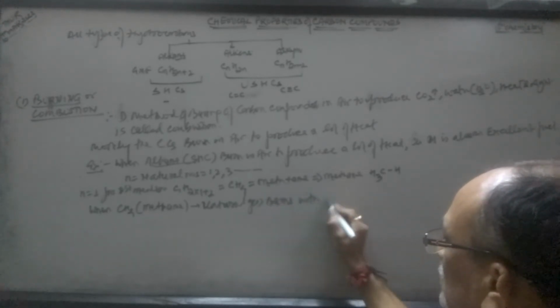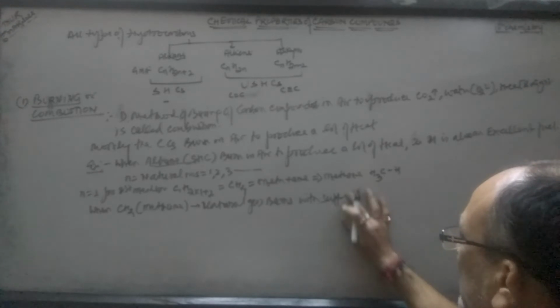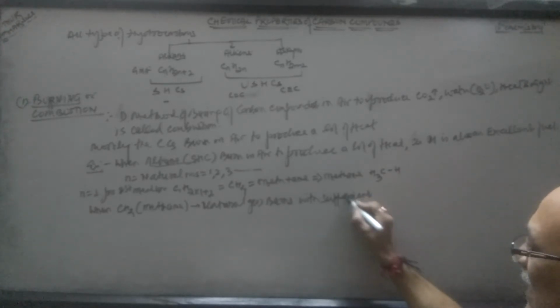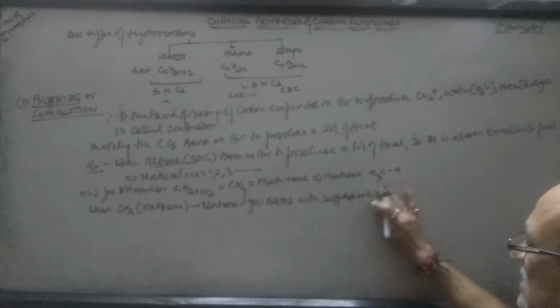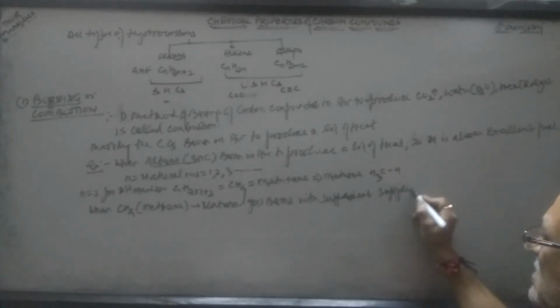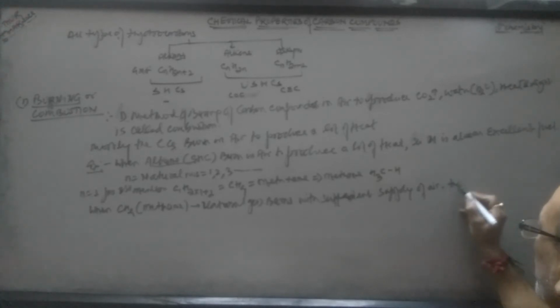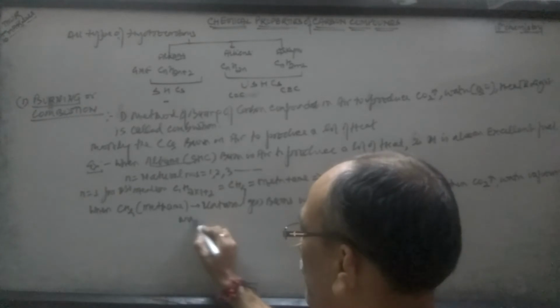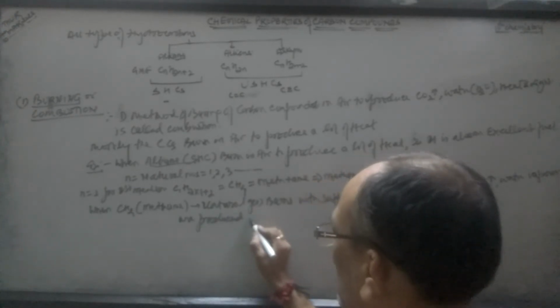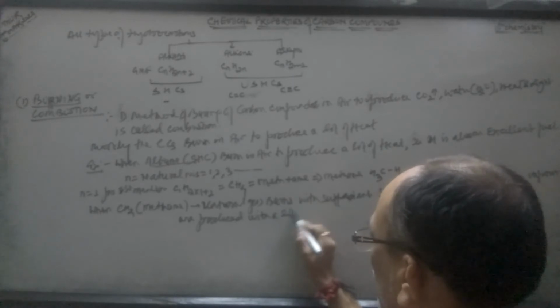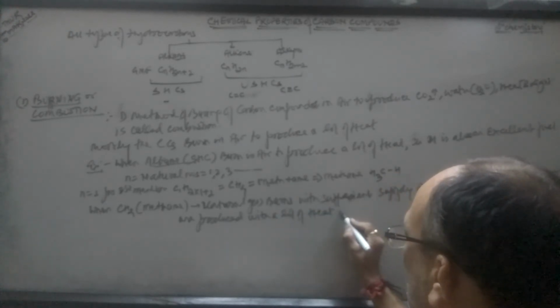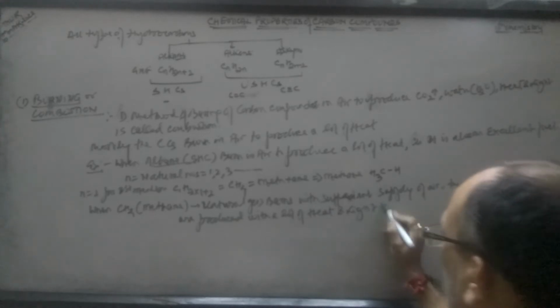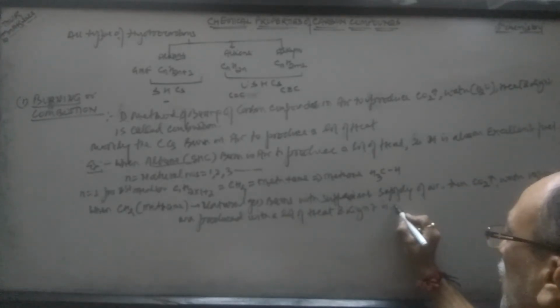with sufficient air, sufficient supply of air, then carbon dioxide gas and water vapor are produced. Is it clear? You can also write it in this form: with a lot of heat and light, which are also produced.